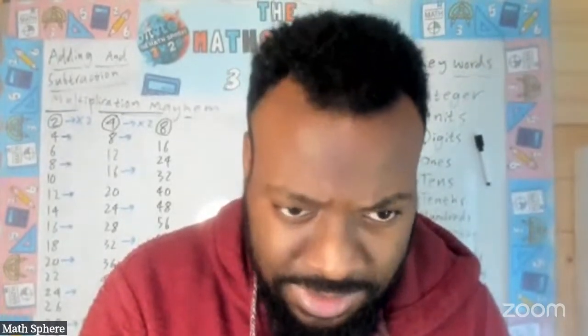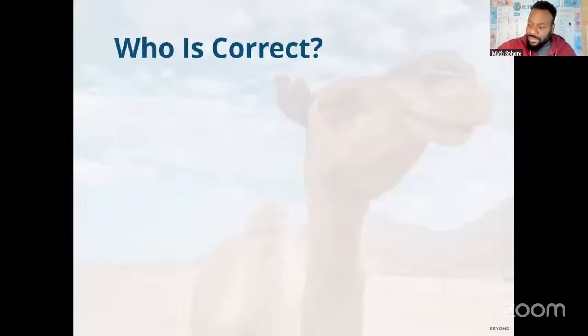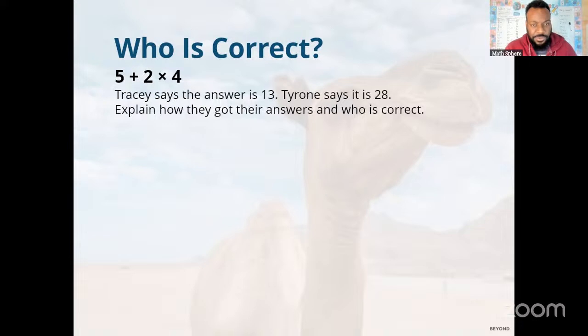Sharing with sound. And this says, who is correct? What do you think? Who is correct? Well, I'm going to click on to find out. So we got 5 plus 2 times 4. Tracy says the answer is 13. Tyrone says it is 28. Explain how they got their answers and who is correct.